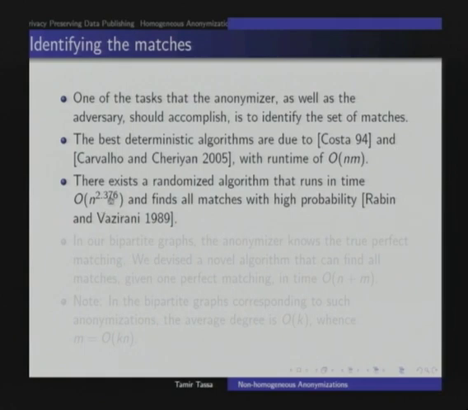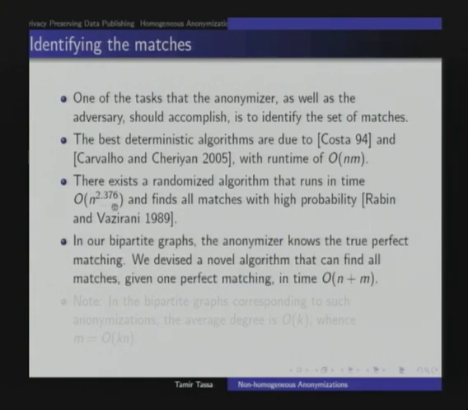By the way, did any one of you see this number before? This is the time complexity of matrix multiplication. This is the best time in which you can perform matrix multiplication and inversion. If you improve on that problem, you can improve also here. Now, in our bipartite graphs, it is important to understand that the anonymizer knows one perfect matching. He knows the true perfect matching.